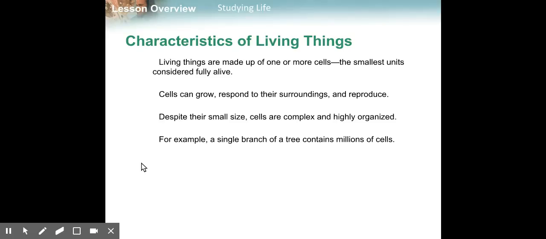Living things are made of one or more cells. So the smallest a living thing can be is one cell. Obviously, most things other than bacteria are a lot more than that. Cells can grow, respond to their surroundings, and reproduce. So one cell can be something that's living. Even though they're small, they're pretty complex, highly organized.